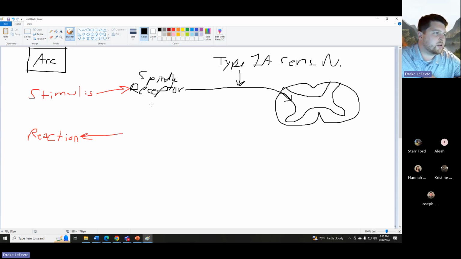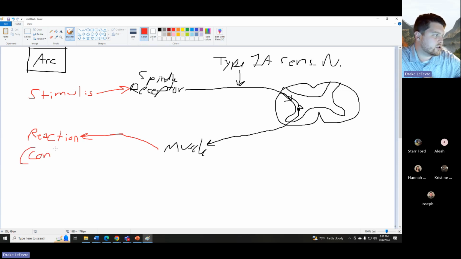Okay, so the spindle receives a signal. It sends it along the sensory neuron, and it goes into the spinal cord, and it's going to synapse with our alpha motor neuron, which brings it to the muscle, whatever muscle we need to have do whatever. And then we finally get that reaction, typically some type of contraction.